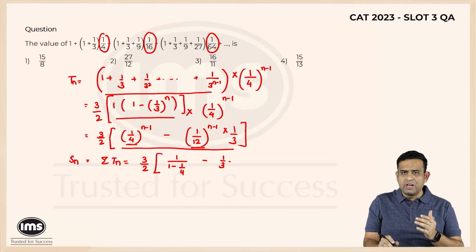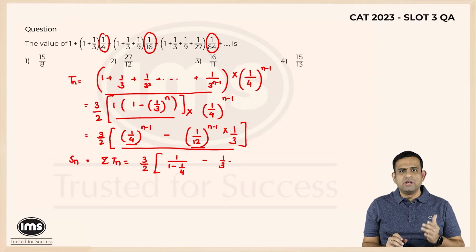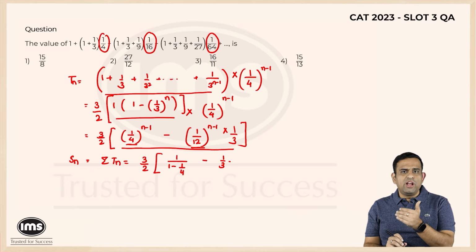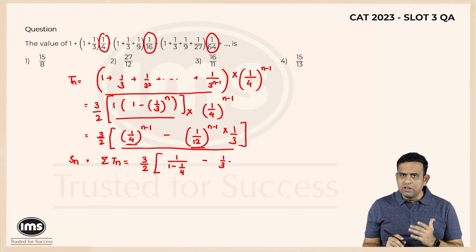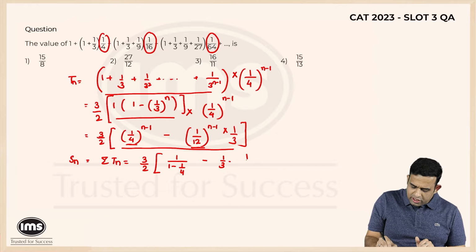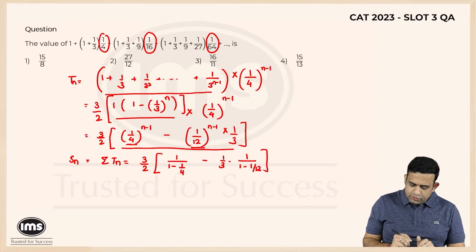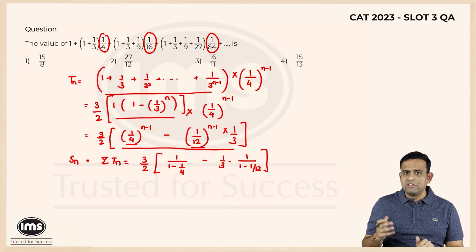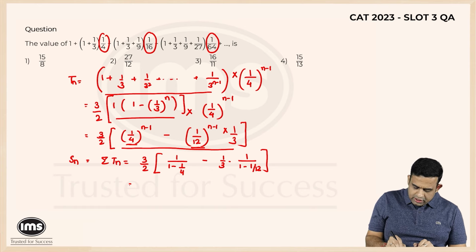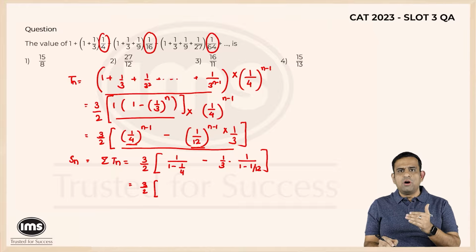What about this 1 by 12 raised to n minus 1? This will be 1 plus 1 by 12 plus 1 by 12 square and so on. This also forms a sort of GP with the first term as 1 and the common ratio as 1 by 12. So 1 upon 1 minus 1 by 12. And this is what I'm supposed to evaluate because n tends to infinity. 3 by 2 here. This particular part will become 1 upon 3 by 4.